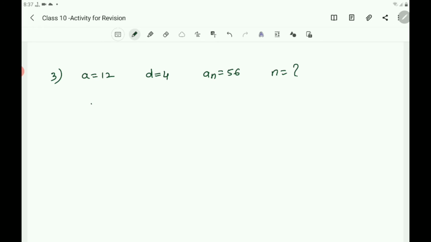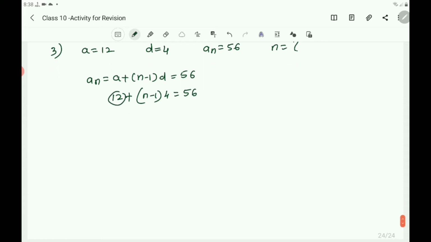Then the formula is an equals a plus n minus 1 into d. an is given, so you write it is 56. Then a is given, so in the place of a, you write 12. Then plus, n is to be found out, write it as n only, n minus 1, d is given, that is 4. So in the place of d you write 4 equals 56. Then you write 12 as it is plus, and here n into 4 is 4n, and minus 1 into 4 is minus 4 equals 56.